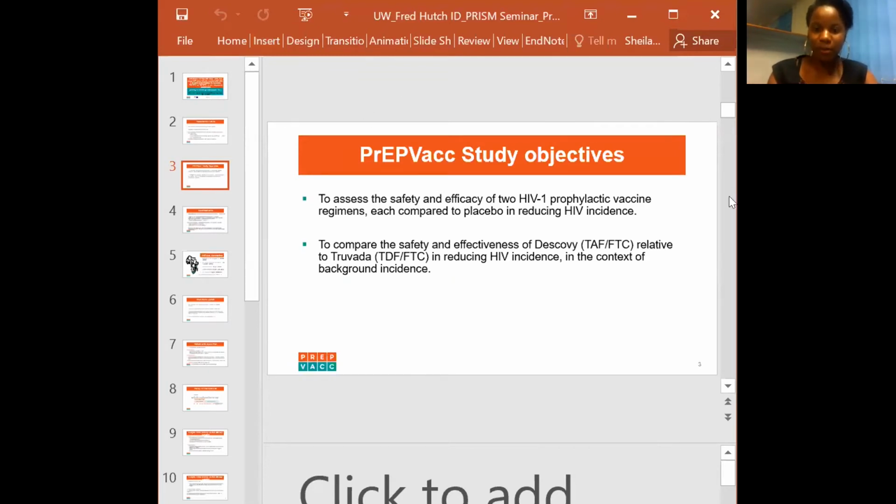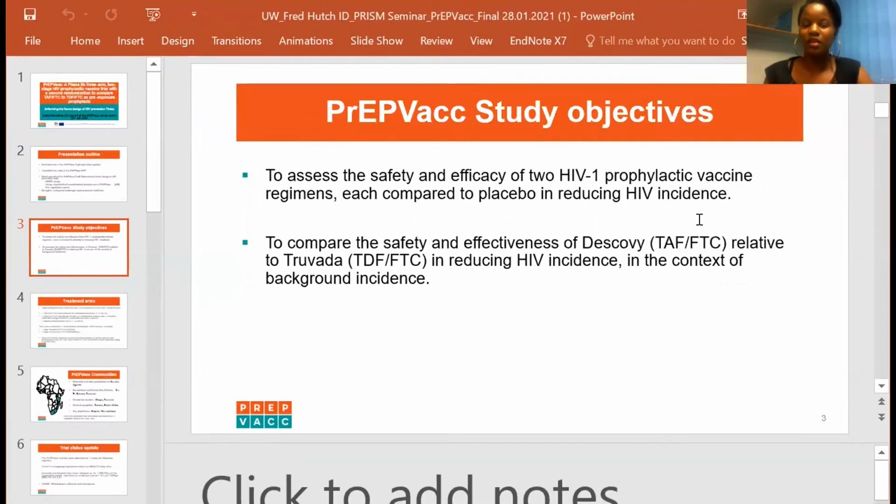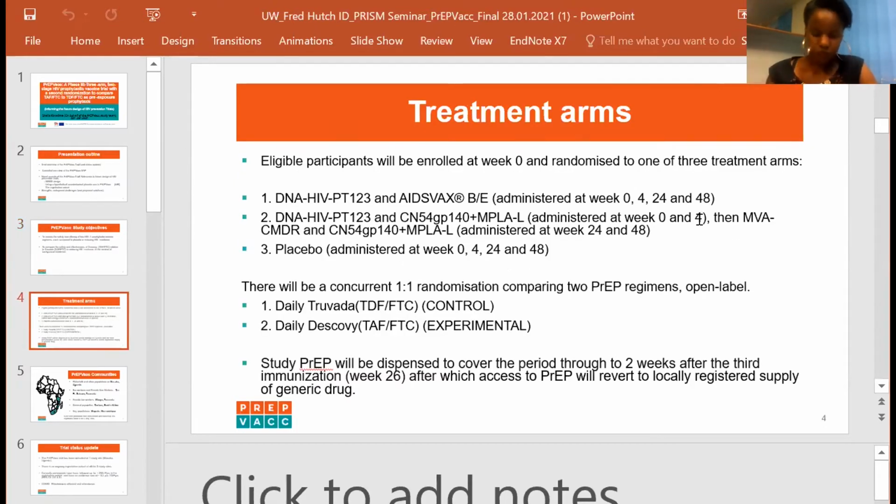The main primary study objectives of the PrEPVacc trial include assessing the safety and efficacy of 2 HIV prophylactic vaccine regimens, comparing each regimen to placebo. We're going to assess how effective they are in reducing HIV incidence. The second trial objective is to compare the safety and efficacy of Descovy to Truvada in reducing HIV incidence. I believe most of us are familiar with Descovy and Truvada. These regimens have been shown to have some level of effectiveness in preventing HIV. For Truvada especially, there is a lot of data in various populations: heterosexual men, heterosexual women, MSM, and the like. But with Descovy, there is limited information on its effectiveness among heterosexual women. So the PrEPVacc trial is aiming to contribute more information on that.